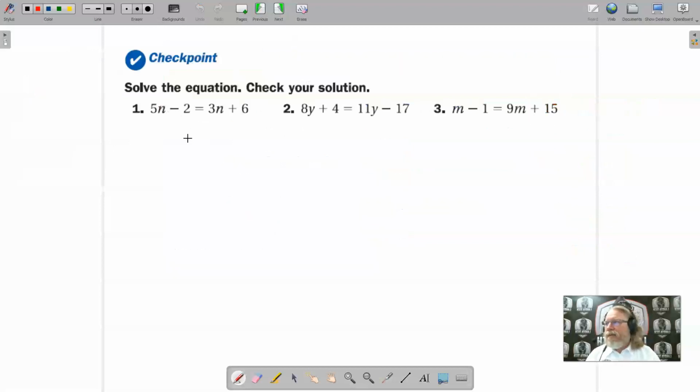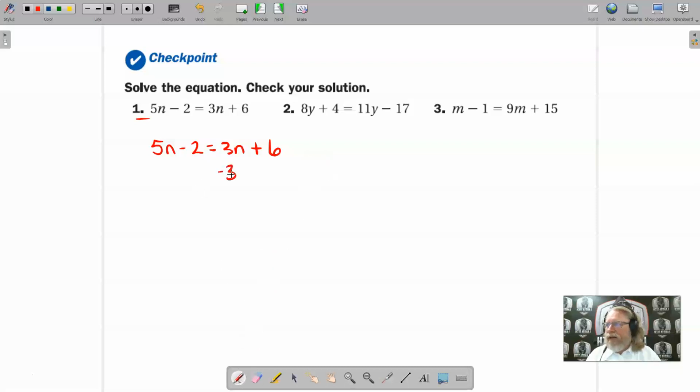All right, so here's a couple examples. Let's do 1 and 3, I suppose. Number 1, we have 5n minus 2 equals 3n plus 6. So here's an example about how it could be positive or negative. If I subtract 3n, then I'm going to have 2n over here, right? But if I subtract 5n, then I'm going to have negative 2n over here. So the fact that I want a positive 2n, I think I'll go ahead and subtract 3n from each side.